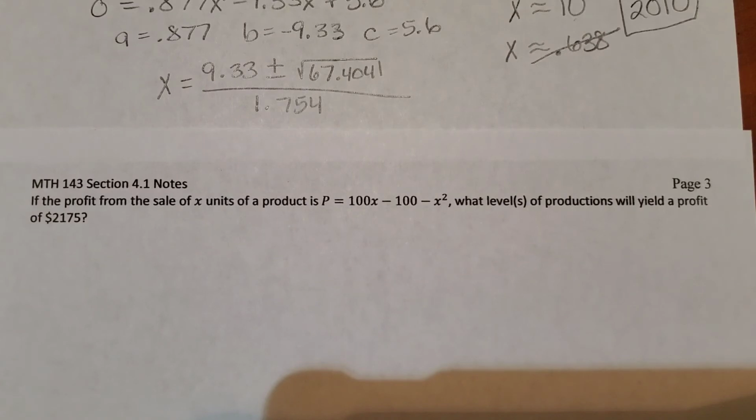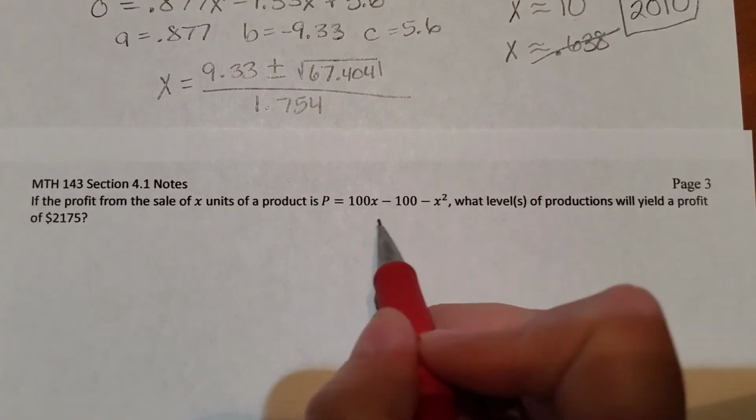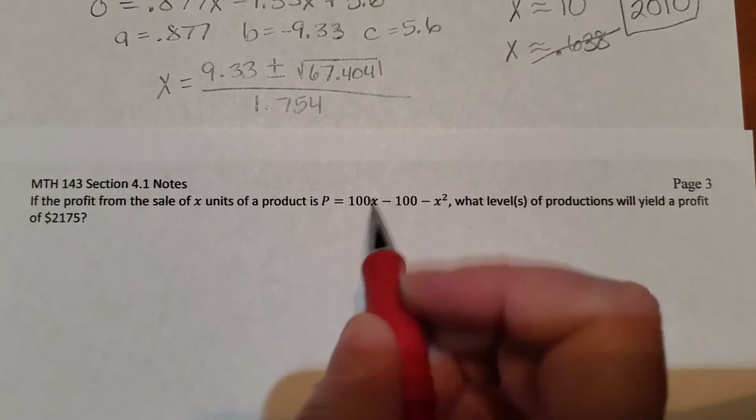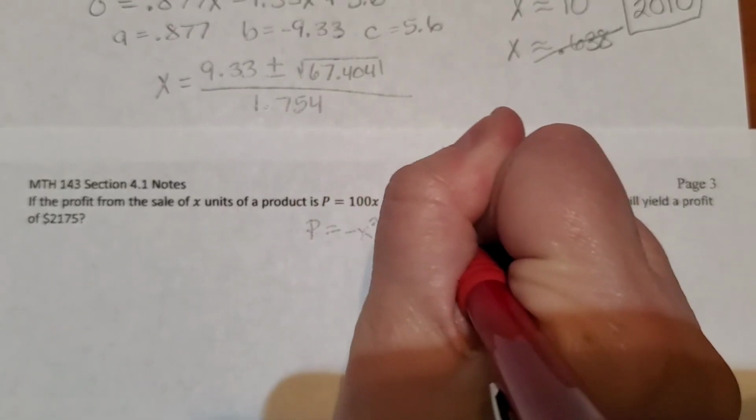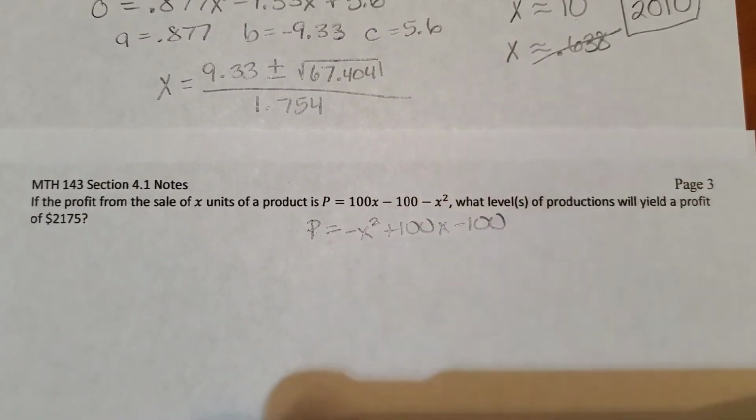If the profit from the sale of X units of a product is P is equal to 100X minus 100 minus X squared, what levels of production will yield a profit of $21.75? So first thing we might want to do is rewrite this in the format we like it in. So notice we have P is equal to negative X squared plus 100X minus 100.